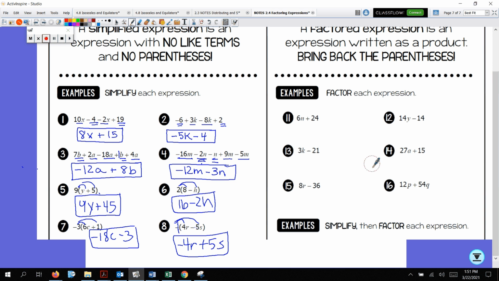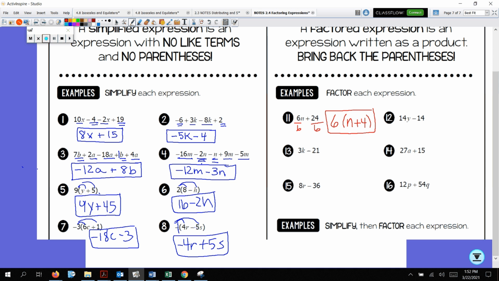All right, now to factoring, what we were just doing, okay? We're undoing this distribution here. We're going to bring back the parentheses. So you're looking for your GCF, right? So the GCF for 6n and 24 is 6. So we always put that out front, and then inside the parentheses, we write what we have left after we divide. 6n divided by 6 is just n. 24 divided by 6 is 4. Kaboom. Beautiful.